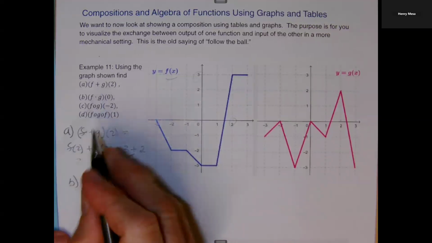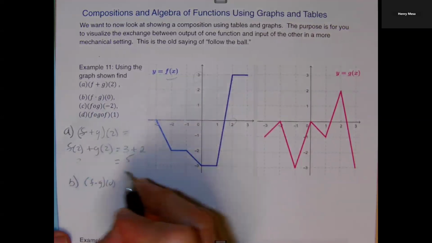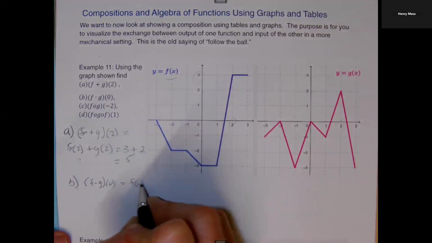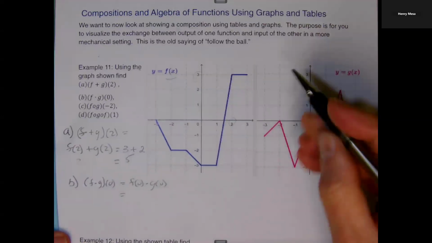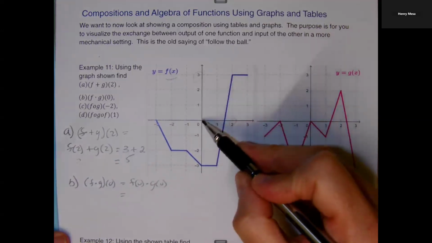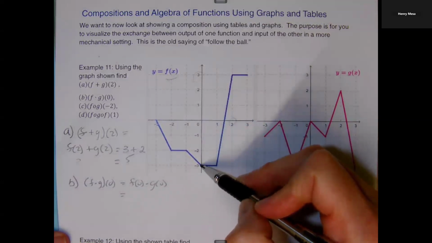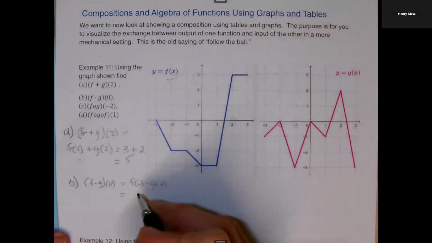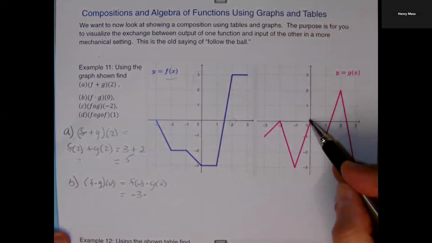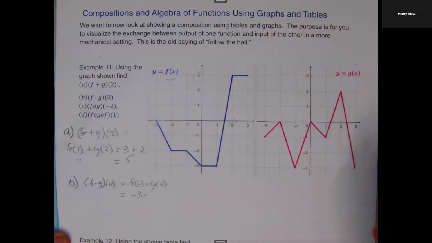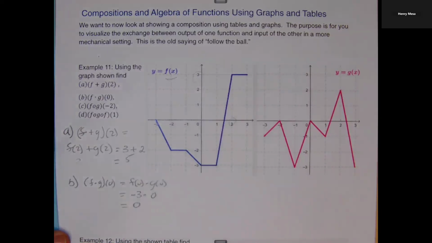Okay, let's look at another one, B. This says multiply. So f times g of 0 means f of 0 times g of 0. I'm going to go back to each respective graph, find the 0, and then move up or down until I hit the graph. Immediately I hit -3, so f of 0 is -3. Times g of 0: I'm at 0, and I'm already hitting the graph, so g of 0 is 0. So -3 times 0 is 0. Done.